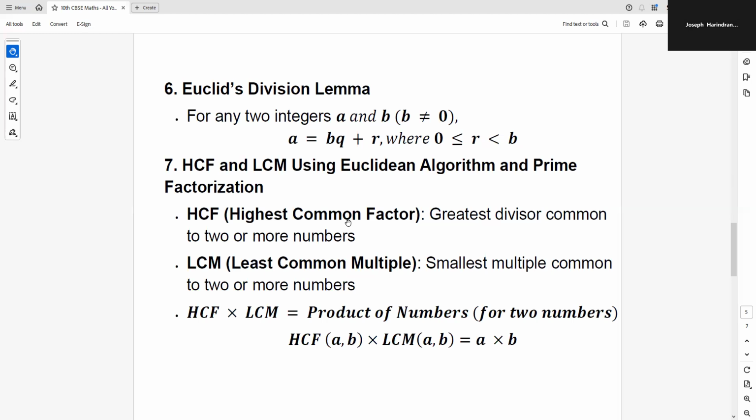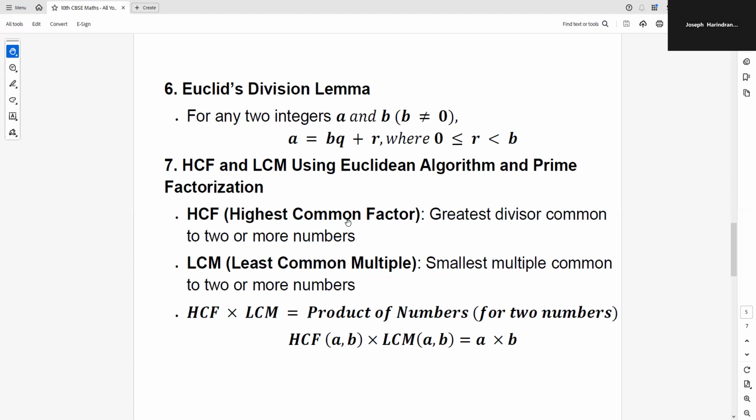Now coming to the HCF and LCM using the Euclidean algorithm, or you can also do it by the prime factorization method. In the 10th standard CBSE syllabus, only prime factorization is included. So it's available, and we have also solved a few problems based on this, just by repeated division using the prime factors.